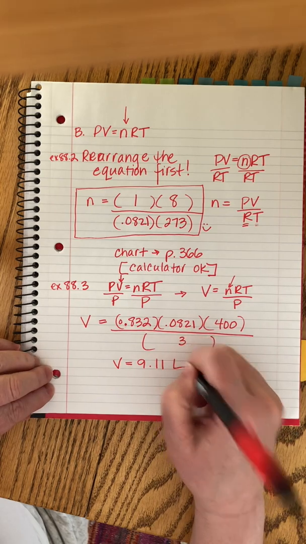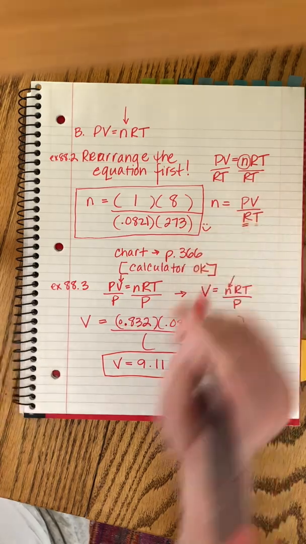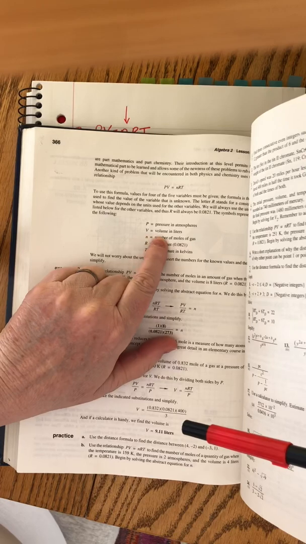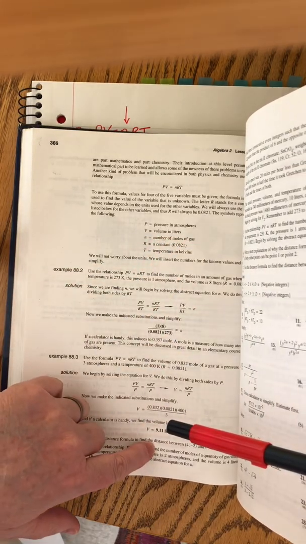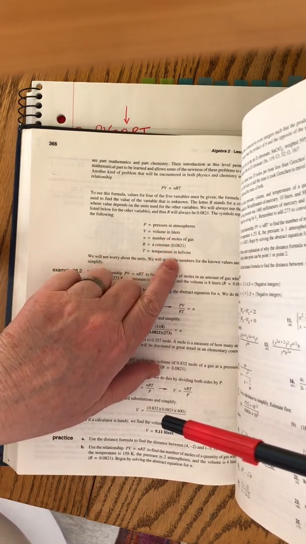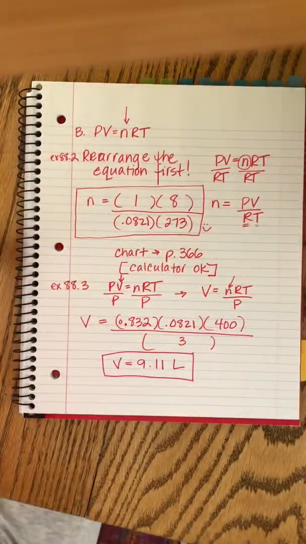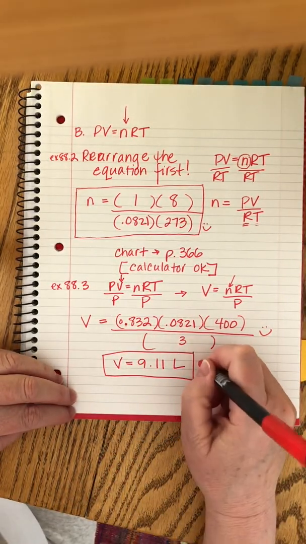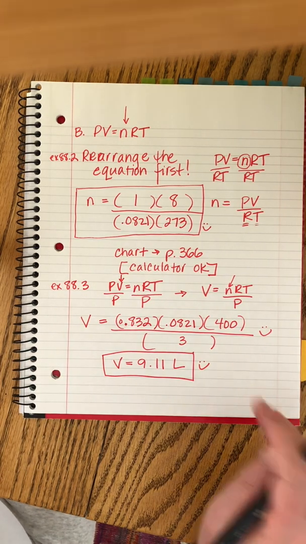And I wouldn't know that the unit is liters, but if you look at that chart on 366 again, it says volume in liters. So I can use this to help me find the unit that I need for my problem, right? Atmospheres, liters, number of moles, temperature in kelvins, okay? So this can help you put the right word on your answer. But I'm also pretty happy with this. Yay! All right, that's the PivNert expression.